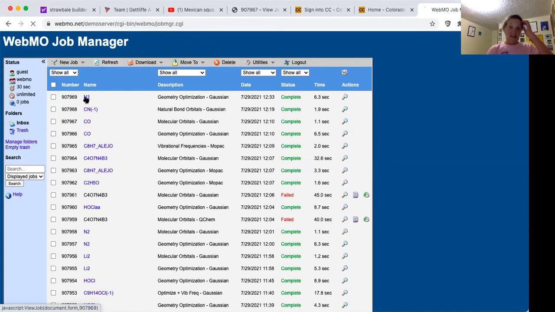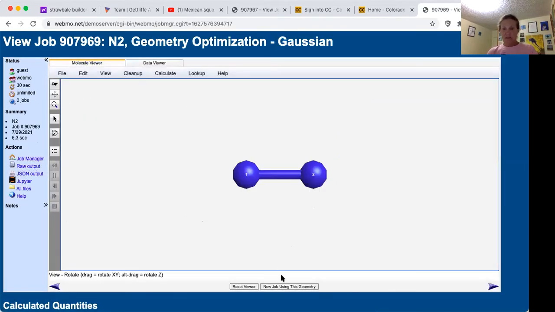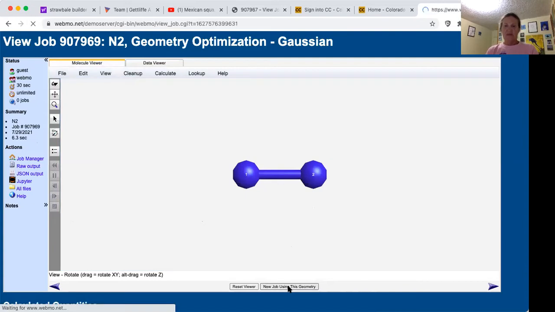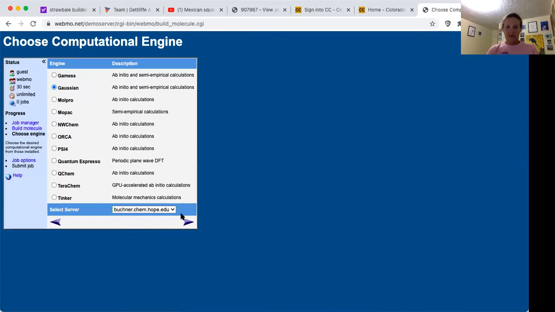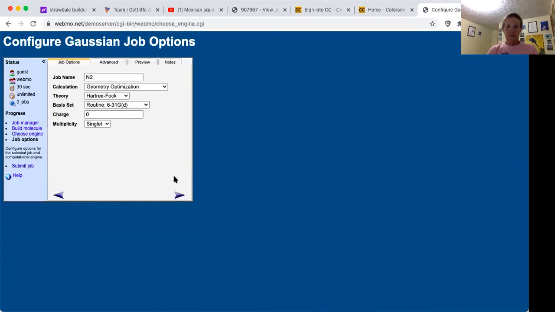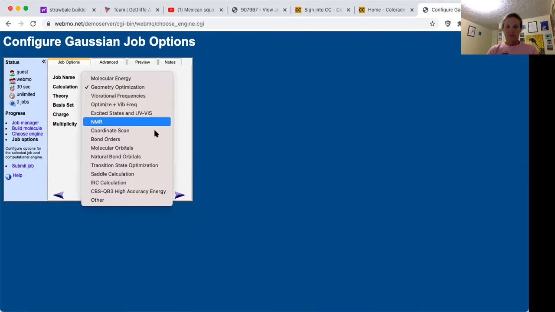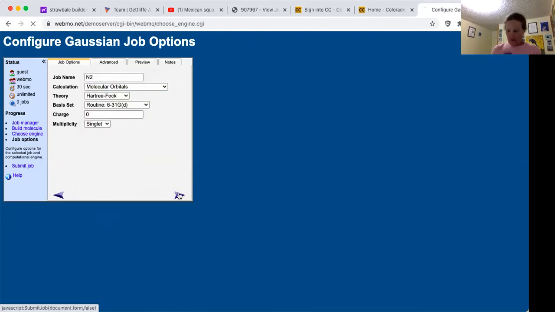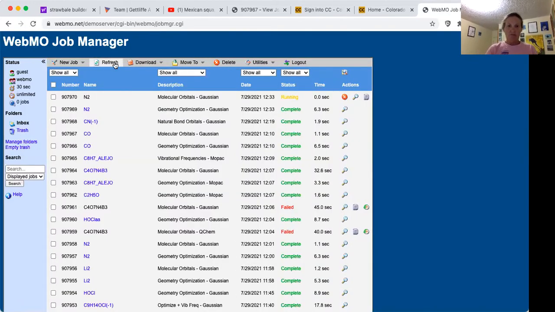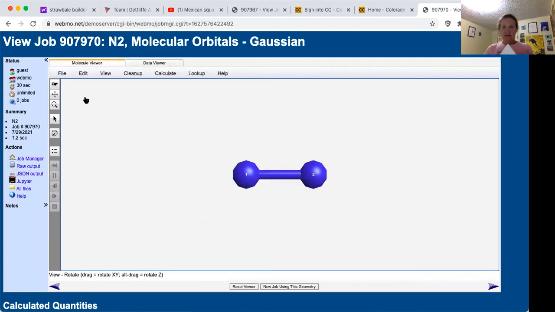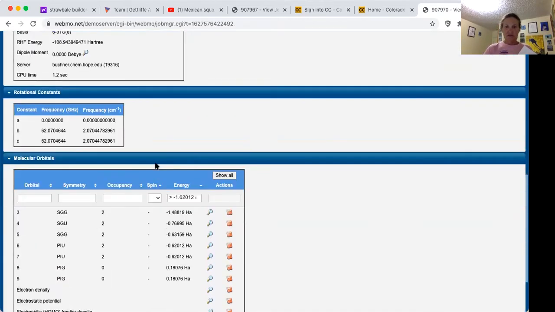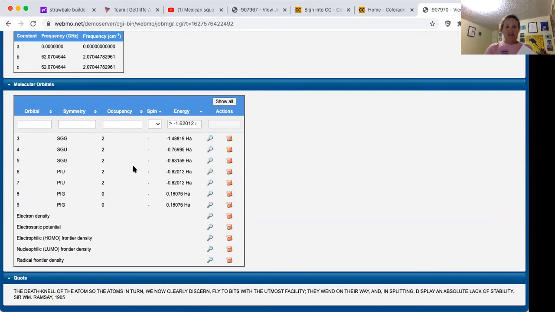Next, I'm going to take that geometry. So I'm going to click on that job, and I'm going to start a new job with this geometry. Now I'm going to calculate the molecular orbitals. So when I do that, now I will get pictures of the molecular orbitals, and I can think about what they're called and what their relative energies are. So if we go down here, we have the valence electron orbitals.